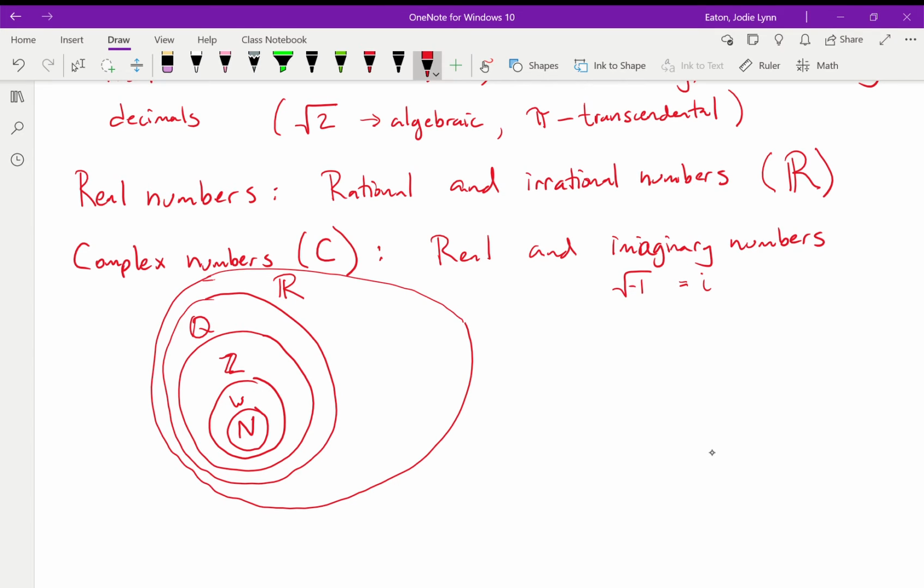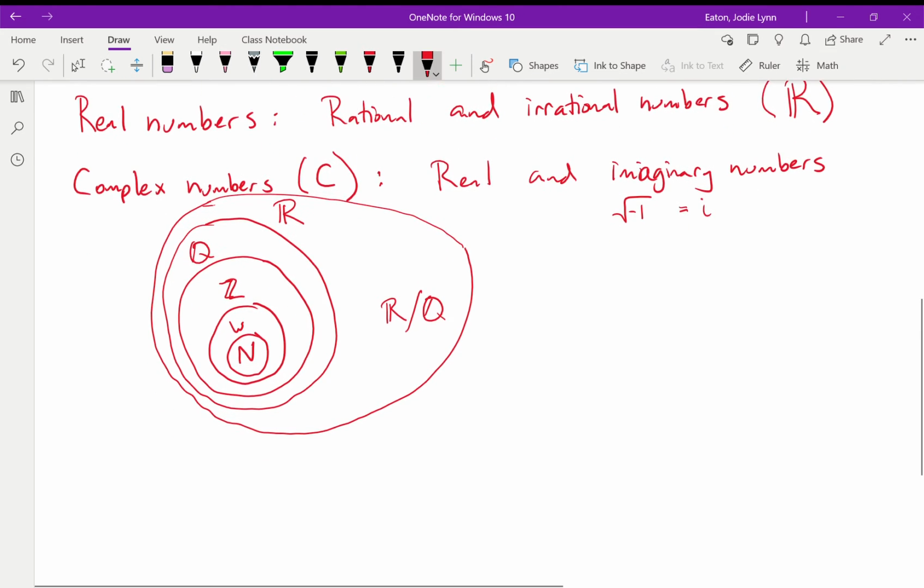And so this part right here, the part of R that is not in Q, that is not part of the rational numbers, this is our R mod Q. This is our real number set with the rationals taken out, which leaves us with our irrational numbers.